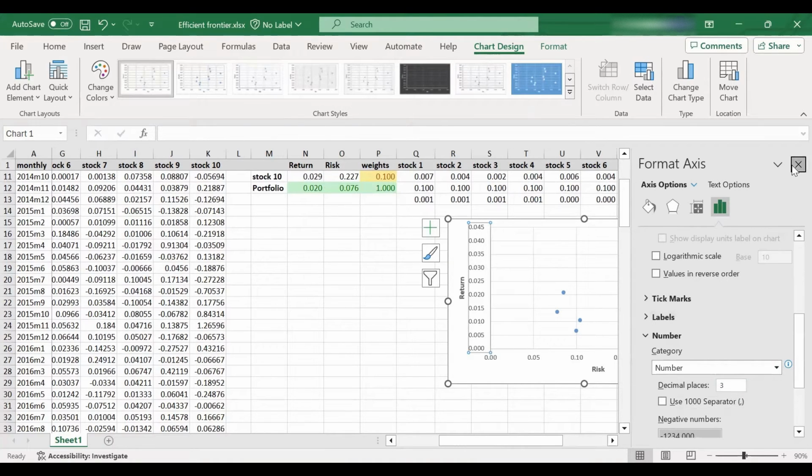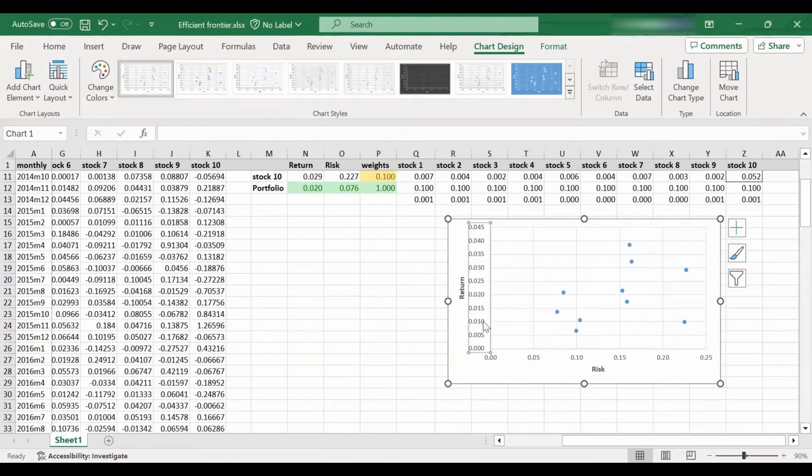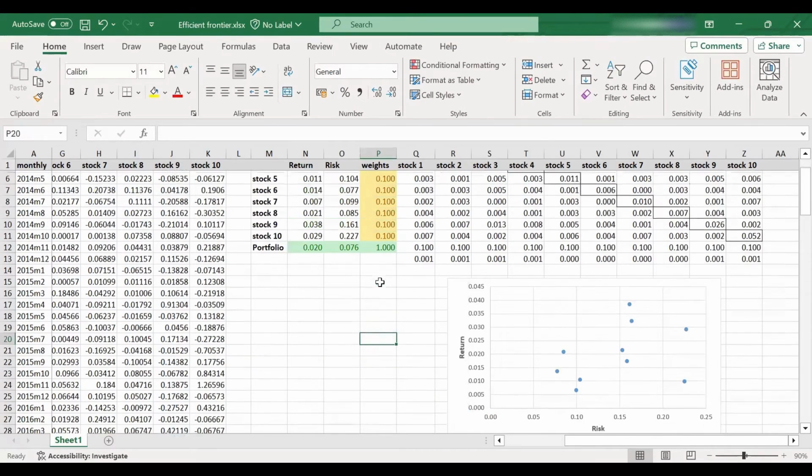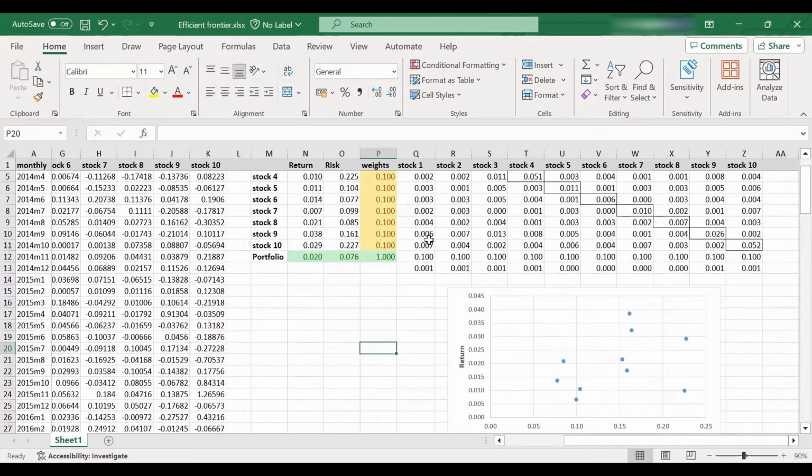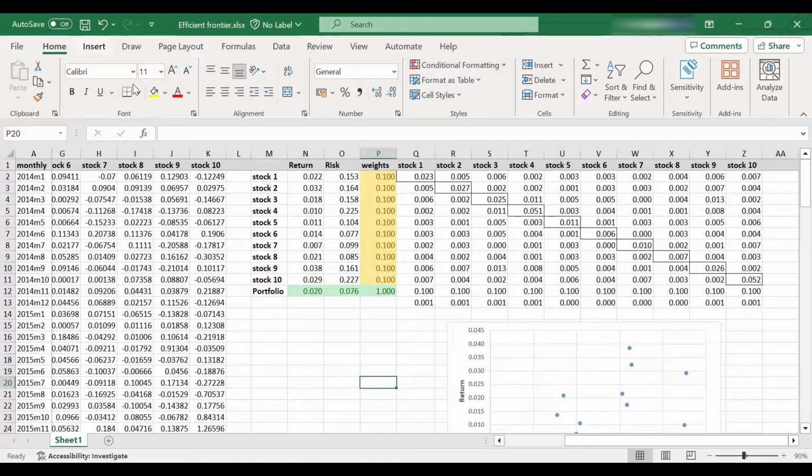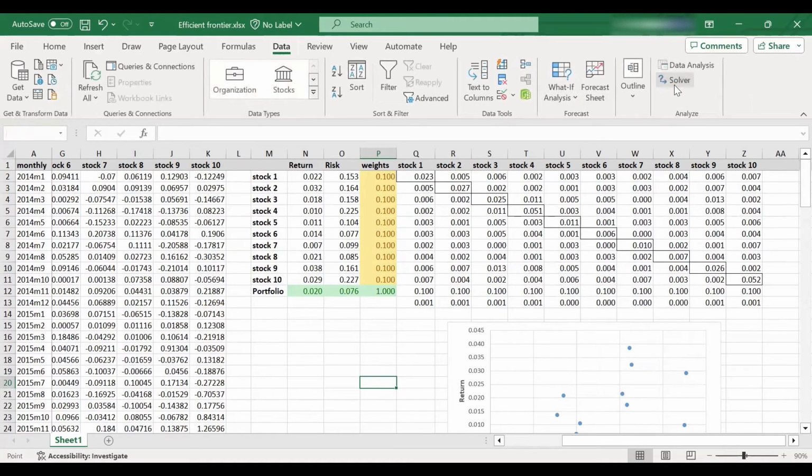3 decimal places, yeah. So I'm going to set first to 0.001 and then increment 0.002, 0.003, and so on. So for each level of return, I will find the portfolio with the minimum risk. So that's my strategy. Okay, so let's go to Solver once again. So go to Data, Solver.